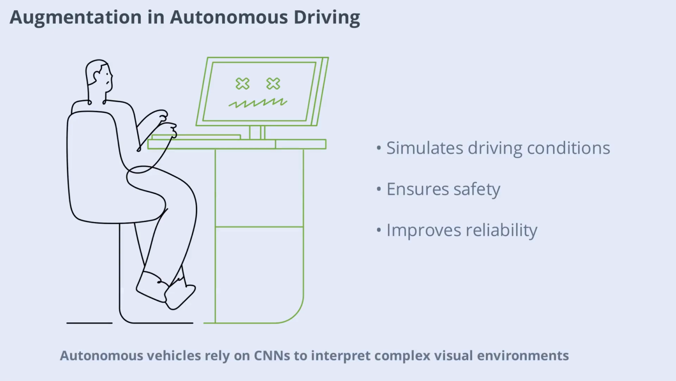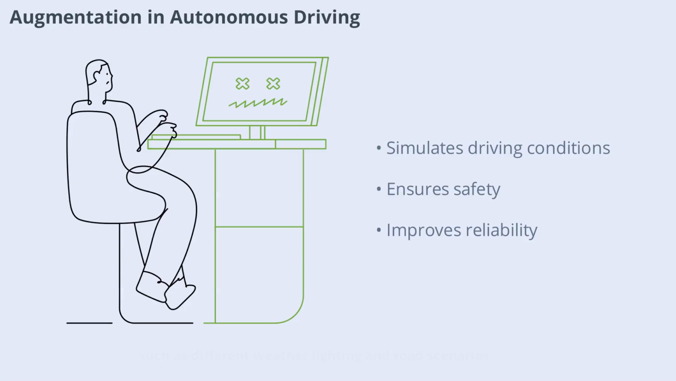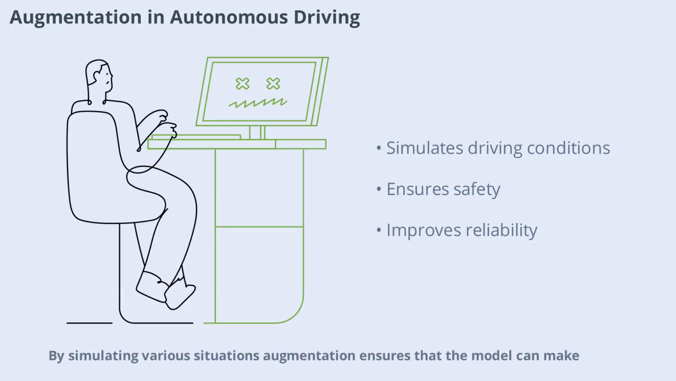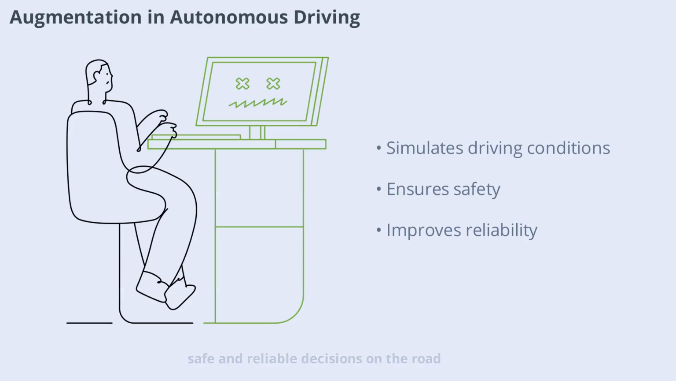Autonomous vehicles rely on CNNs to interpret complex visual environments. Data augmentation helps these models handle diverse driving conditions such as different weather, lighting, and road scenarios. By simulating various situations, augmentation ensures that the model can make safe and reliable decisions on the road.